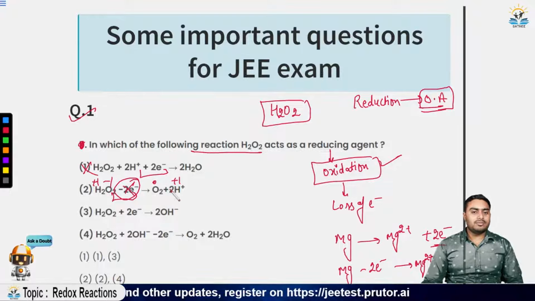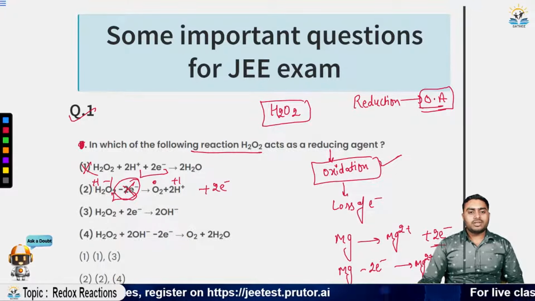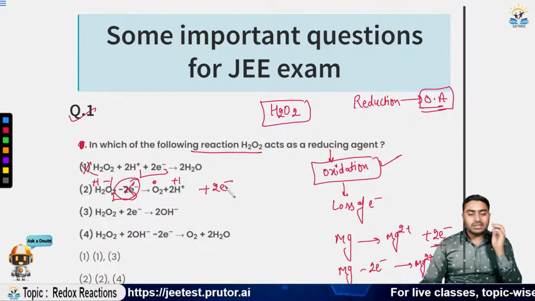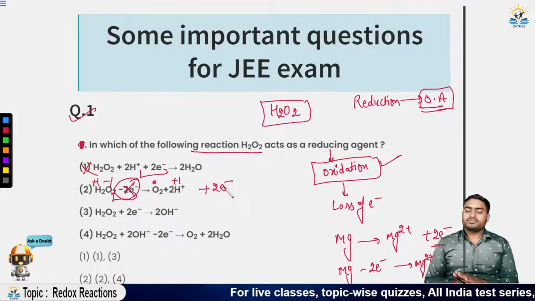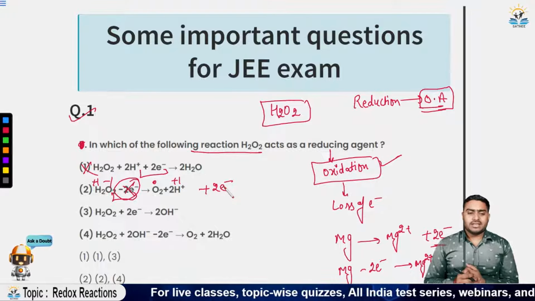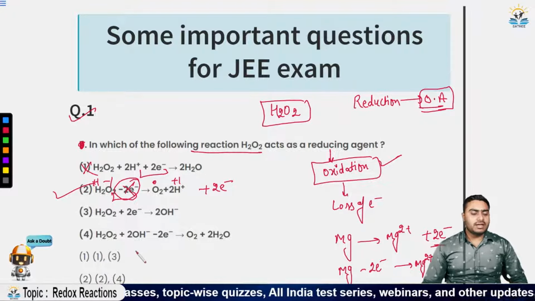Either you can write this -2 electrons here on the product side, like this, +2 electrons. Okay, so if H2O2 is undergoing oxidation, it can act as a reducing agent. So the second will be the answer.